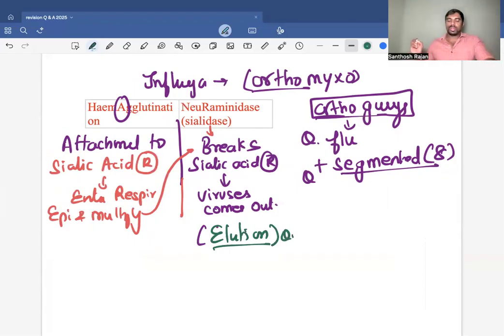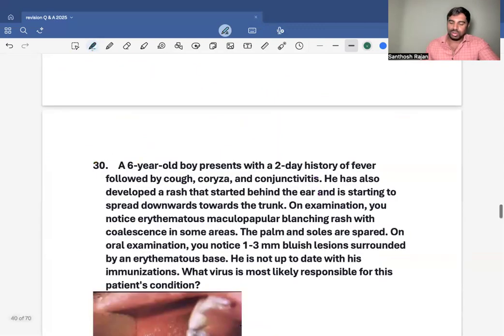Okay, that's all. Very simple. Opposite function: hemagglutinin is for attachment, and neuraminidase or sialidase breaks this receptor and the viruses come out. That's all, very, very simple. So in influenza, these are the common ones expected.